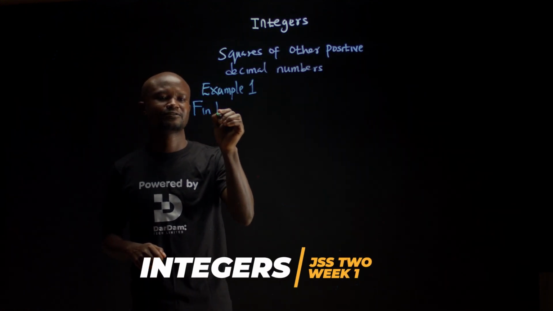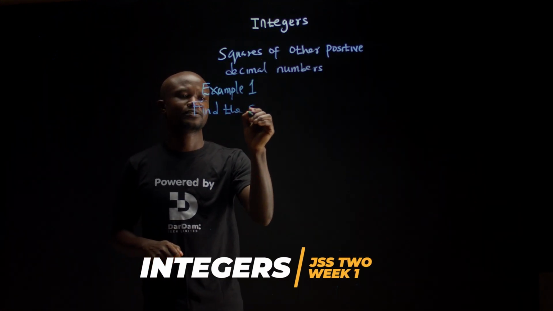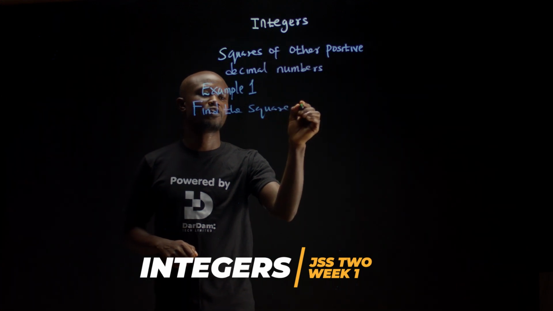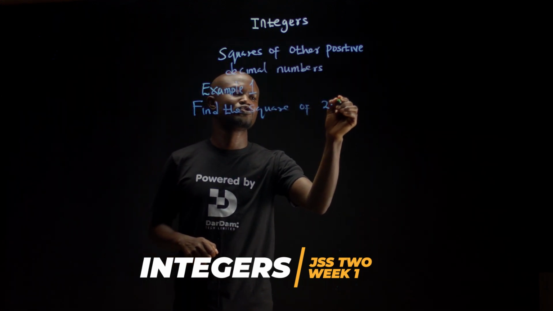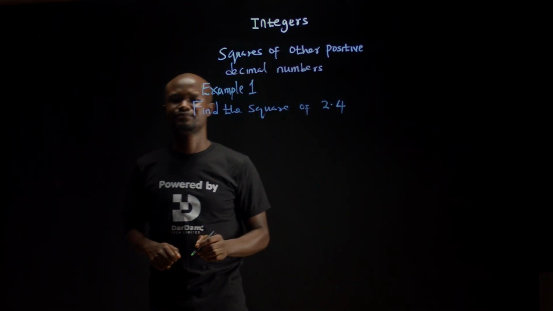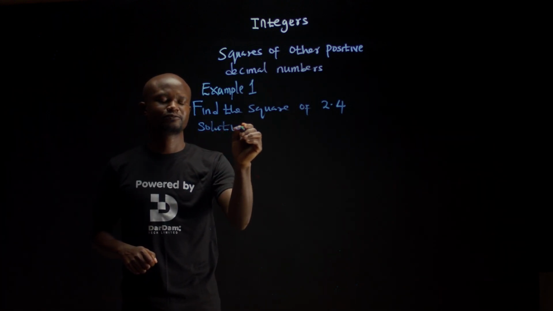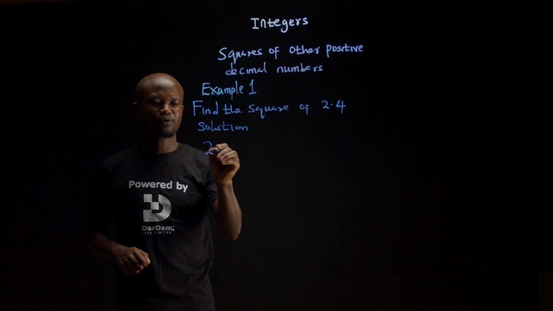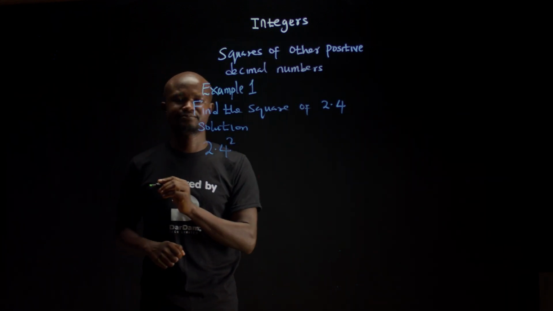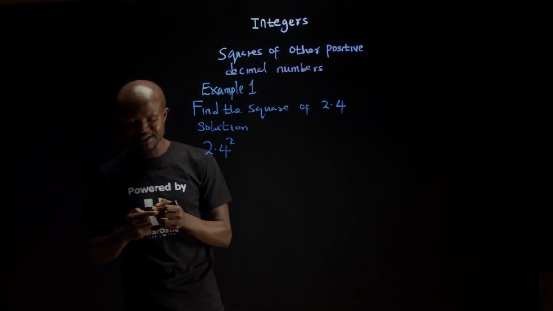Find the square of 2.4. Solution. 2.4 square. Now, what is the first thing to do?